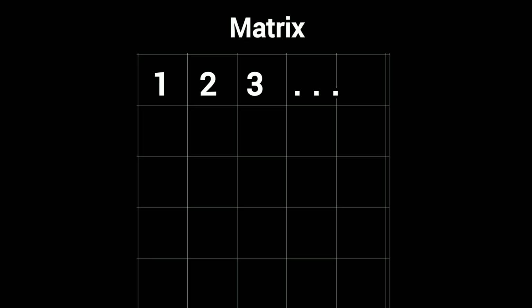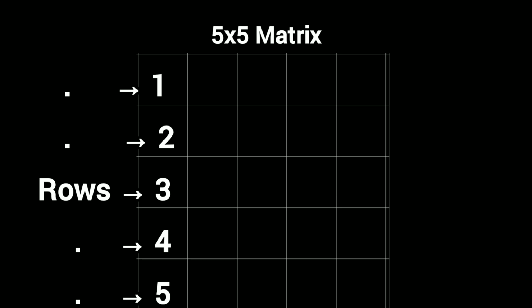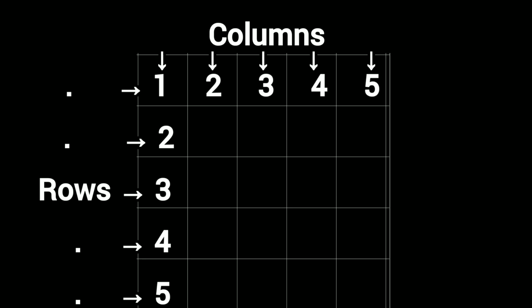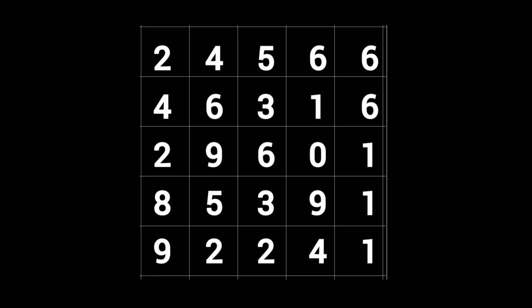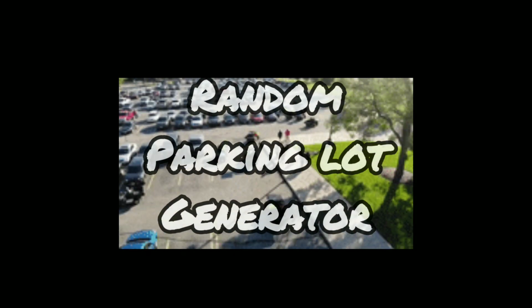If you don't know, a matrix is a set of numbers arranged in the form of rows and columns. So a 5 by 5 matrix will have 5 rows and 5 columns. Each one of them will contain a number. And this gave me an idea to create a random parking log generator.